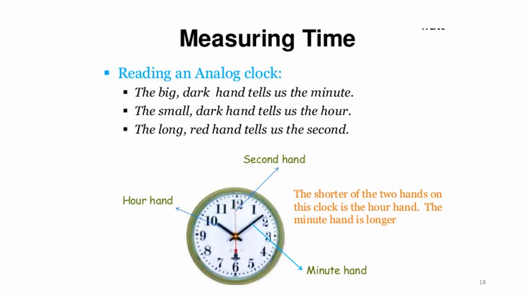Measuring time. Reading an analog clock, the big dark hand tells us the minute, the small dark hand tells us the hour, the long red hand tells us the second. Friends, we all know this, because we have learned since childhood how to tell the time, how we can measure time.